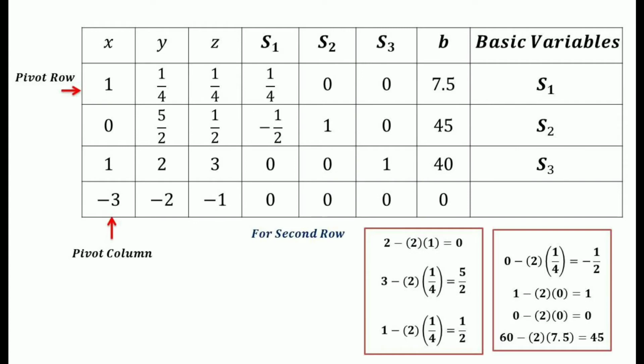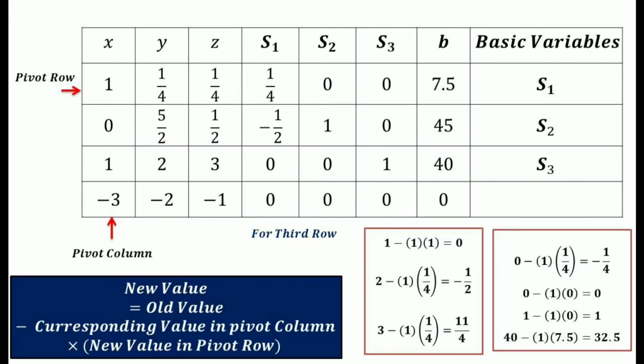After calculating the new elements for the second row, we are replacing the old values of the second row with the new values. So the new elements in the second row are 0, 5 upon 2, 1 upon 2, minus 1 upon 2, 1, 0 and 45. For calculating the new values in the third row, the old value in the third row is 1 minus the corresponding value in the pivot column, again 1, into the new value in the pivot row, that is 1. So 1 minus 1 into 1, which is equal to 0.